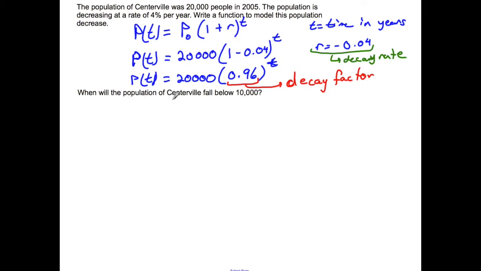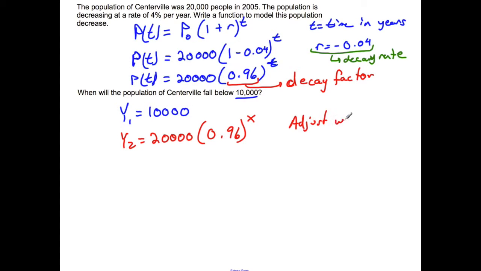So then it's asking, when will the population of Centerville fall below 10,000 people? Okay, so we're going to have to solve this using our calculator. So when we get to our calculator, we'll plug in y1, we're going to graph this 10,000. And then in y2, we're going to graph our function from above. And instead of using t on the calculator, we're going to have to use x. So we want to graph these two functions, adjust our window, and then find the intersection.